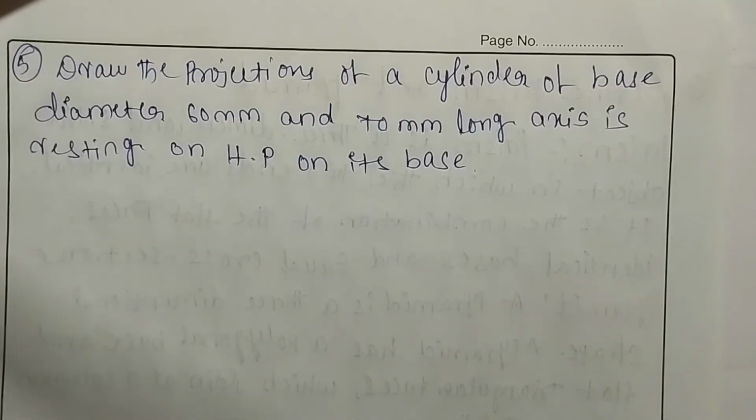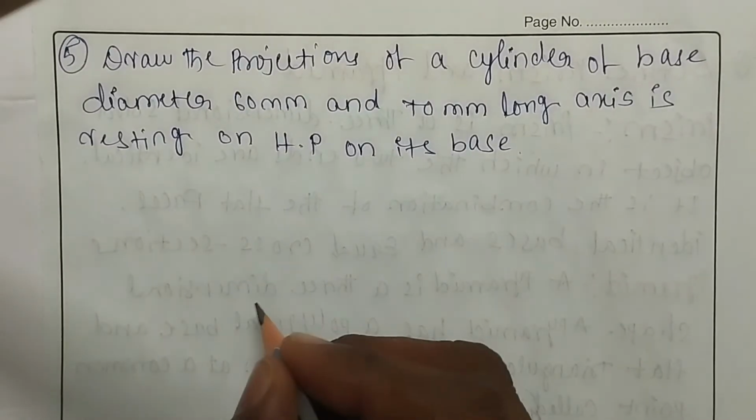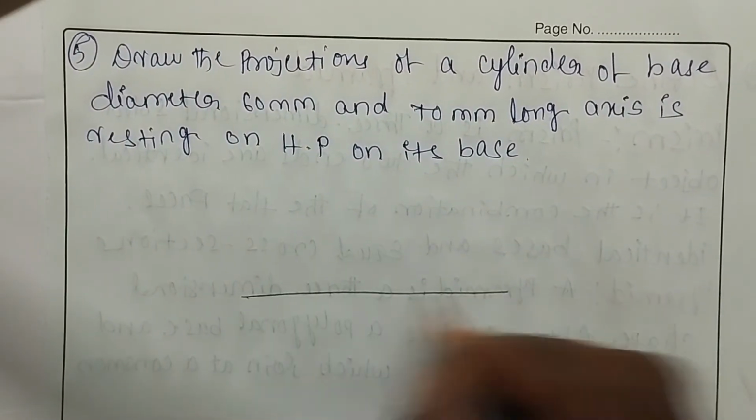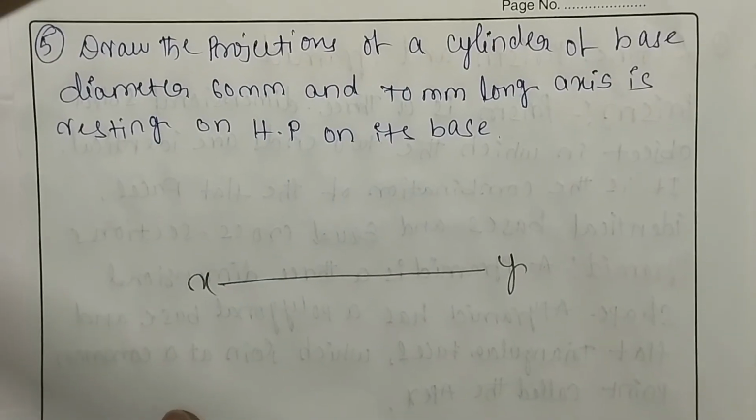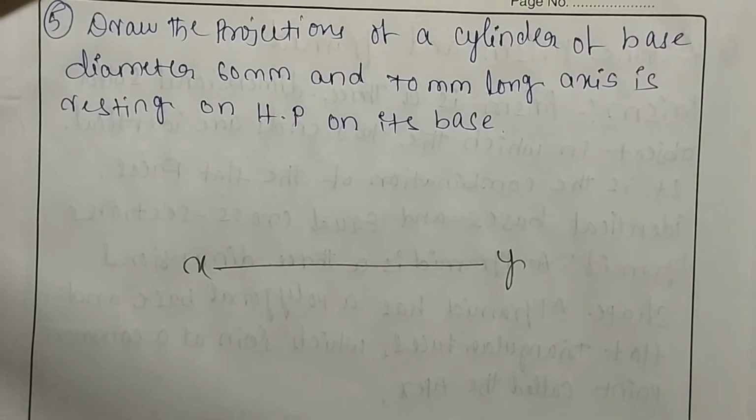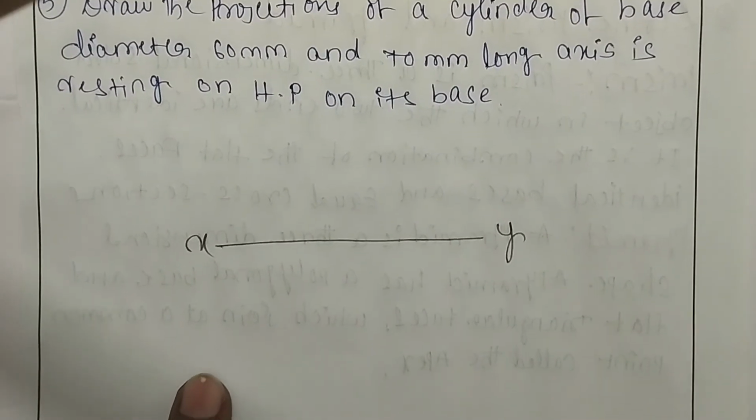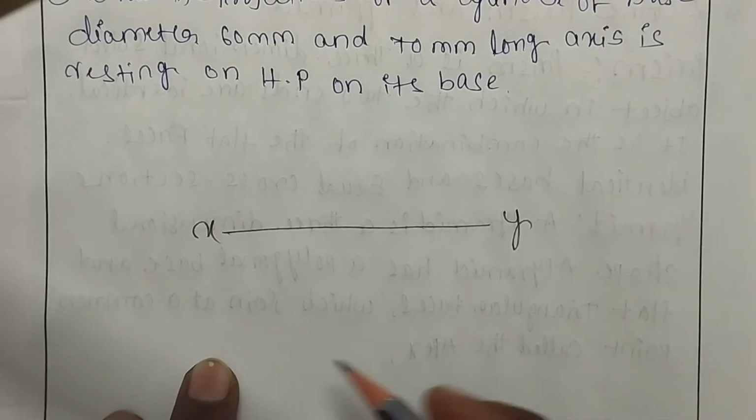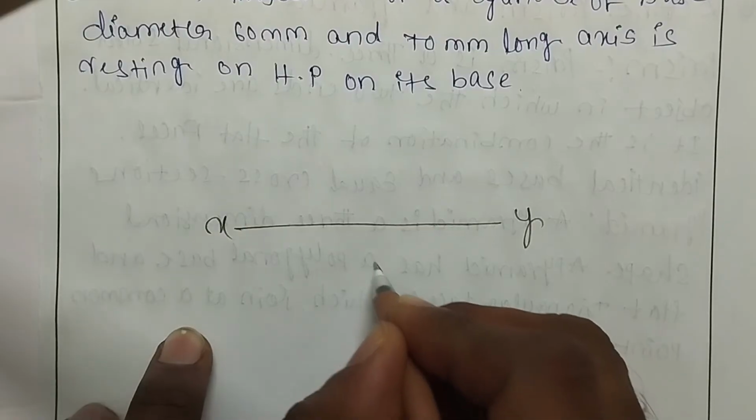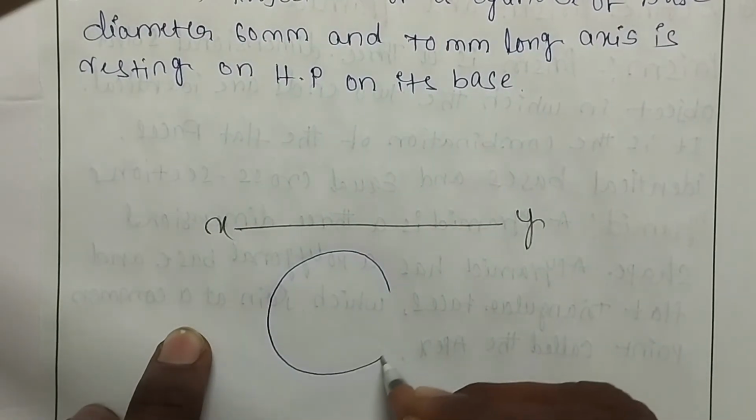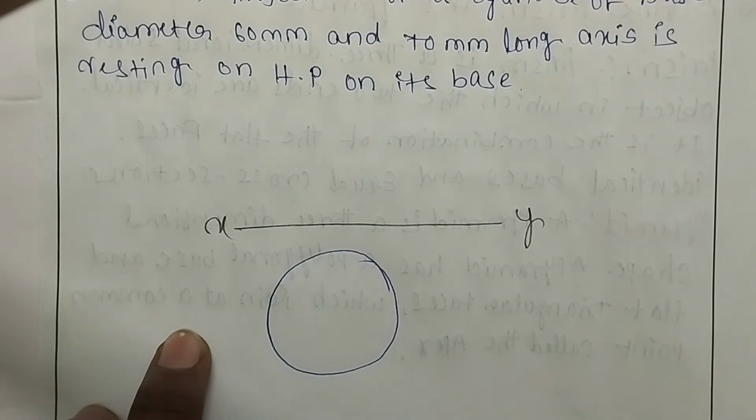First, take a reference line XY. The base of the cylinder is 60 mm diameter and the axis is 70 mm long. It is resting on the HP. The base resting on the HP means it will come under the reference line. Here you will get the base of the cylinder. It is a circular shape, so I am constructing a circle like this.